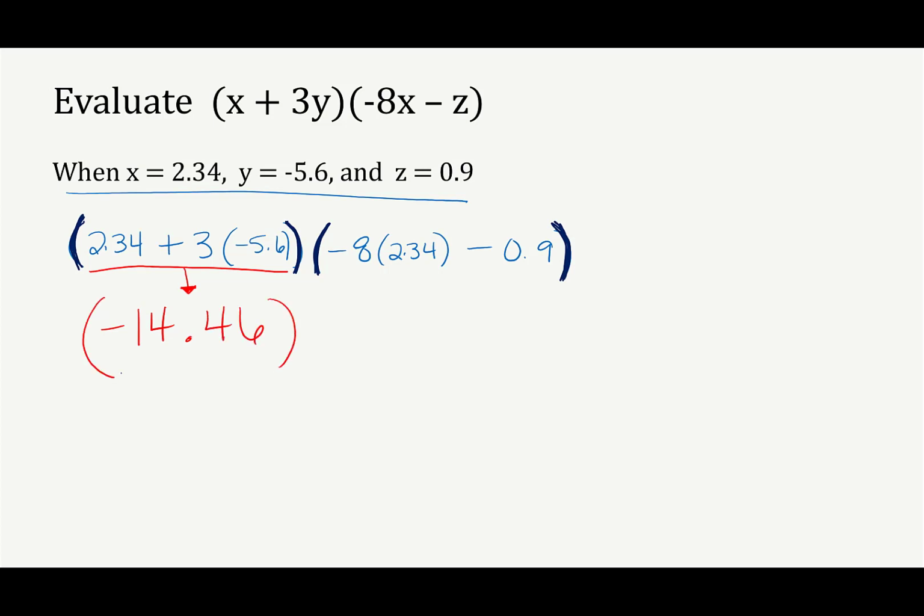And I got a negative 14.46. We're going to do the same thing with the second parenthesis. Multiply negative 8 times 2.34 and then subtract 0.9. You go ahead and do it on your calculator, and I'll do it on mine. And I got negative 19.62. When two numbers are like this in a set of parentheses, the operation is multiply. So go ahead and multiply these two decimals together to get a final answer of 283.7. I rounded mine to the 10th position.